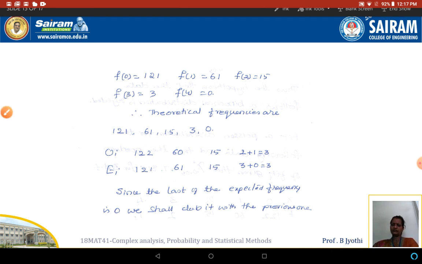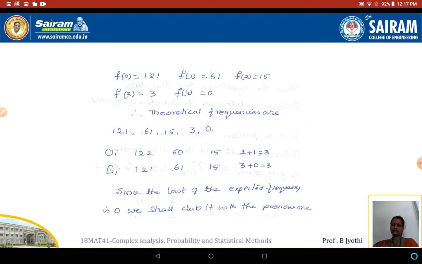Now, for the first value, the observed frequency is 122 and the expected one is 121, and the observed one is 60 and this is 61, then 15 and 15. Here the last two values are added, since the last expected frequency is 0, so we shall club it with the previous.